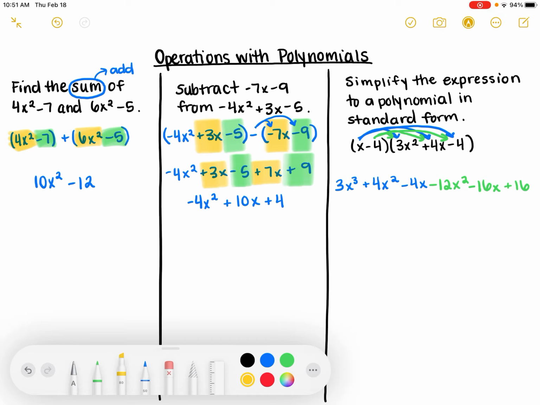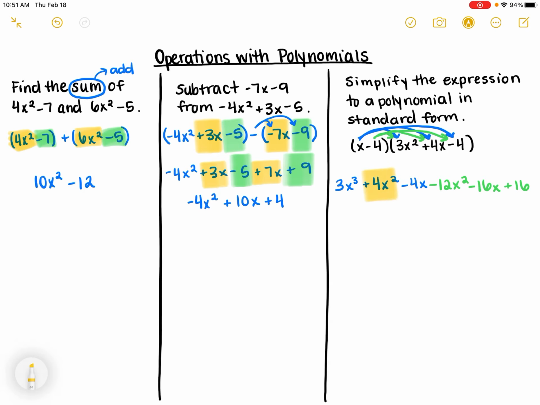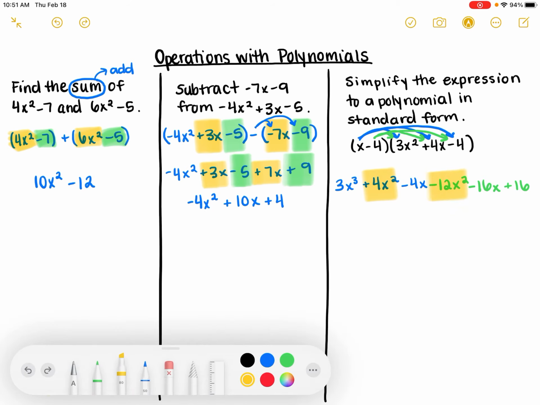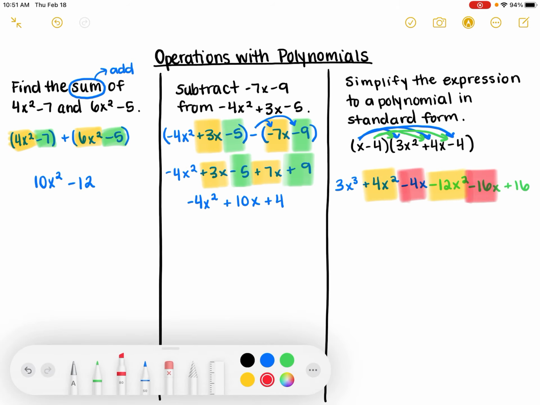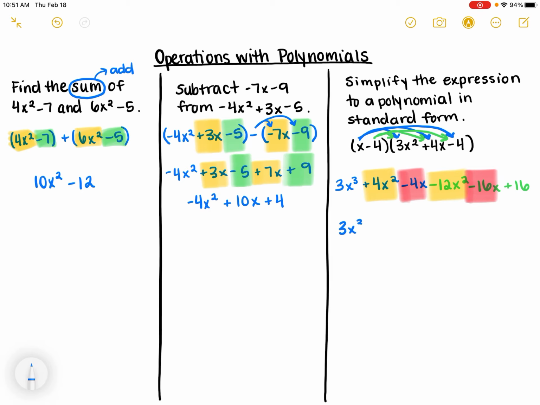Now we can combine like terms. There are no parentheses here, so we're just going to worry about combining each part. So 3x cubed, there aren't any other x cubed, so that one can't be combined. I see I have positive 4x squared and negative 12x squared. That's going to get combined. Let's see, I have negative 4x and negative 16x. That'll get combined, and then the 16 is going to be by itself because it doesn't have any other constants to combine with. So I'll keep the 3x cubed.